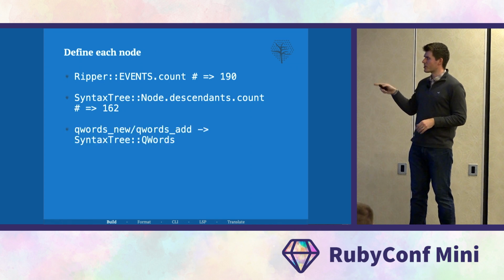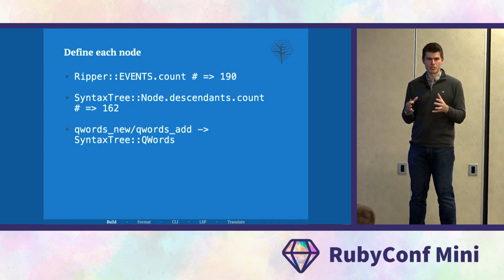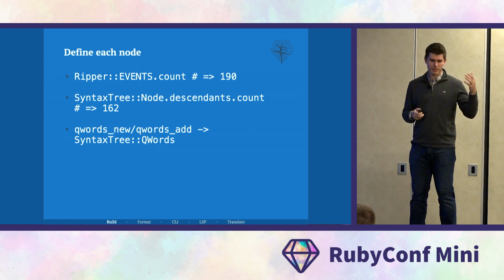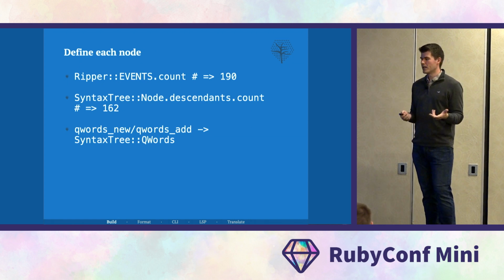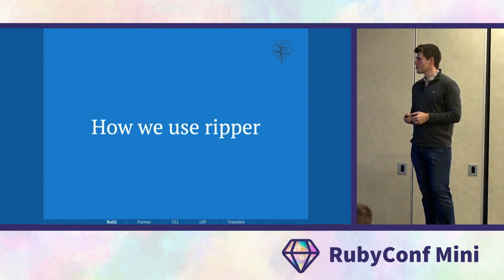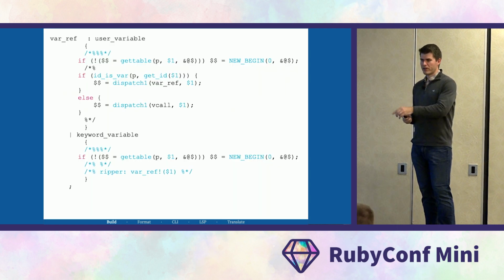The reason that there are fewer in syntax tree is that I've started to merge some nodes. For instance, if you have A if B and you have if B A, those are actually the same concept in reality, and I've actually just merged those into if node to make it a little bit simpler. So how we use Ripper, I'm going to very, very quickly go through this.